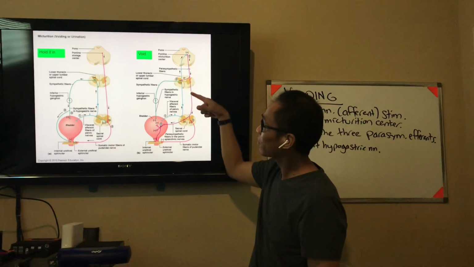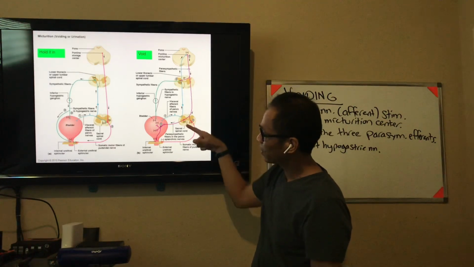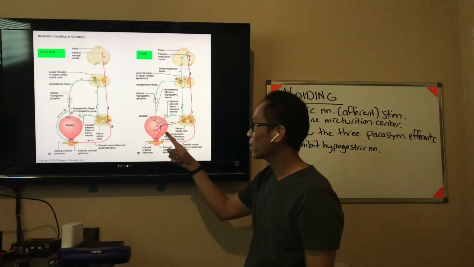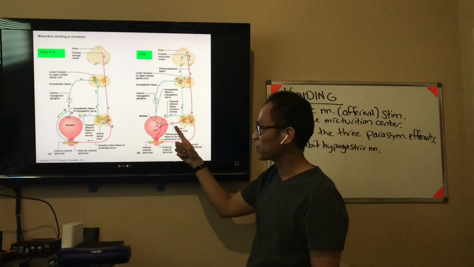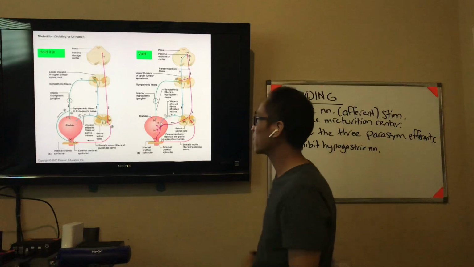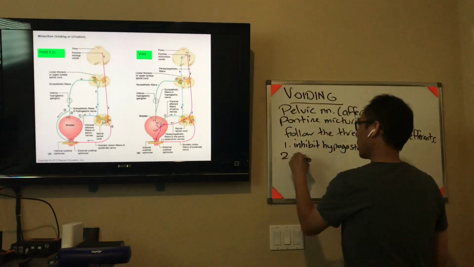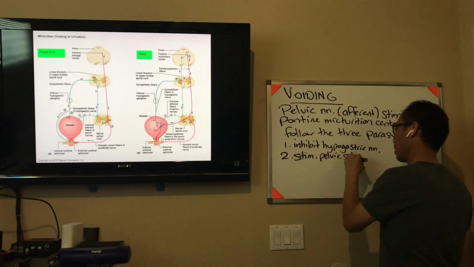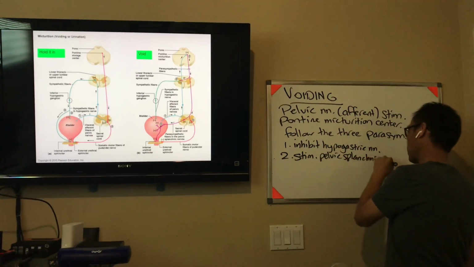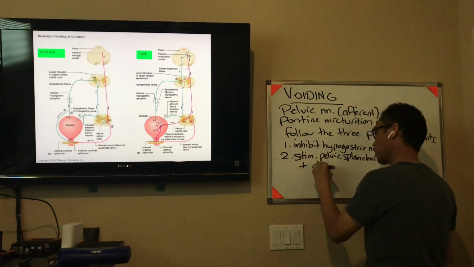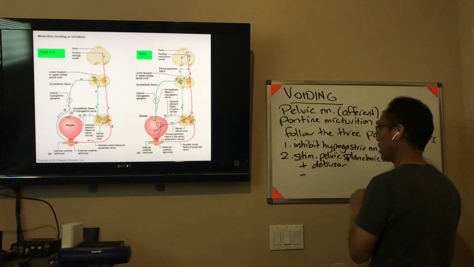Let's follow it down here. Look at this right there. It stimulates the pelvic splanchnic nerves, and those are going to help stimulate detrusor and inhibit the internal sphincter. Stimulate the pelvic splanchnic nerves. Okay, yeah, those are going to stimulate, plus sign, detrusor, and inhibit, negative sign, internal sphincter.